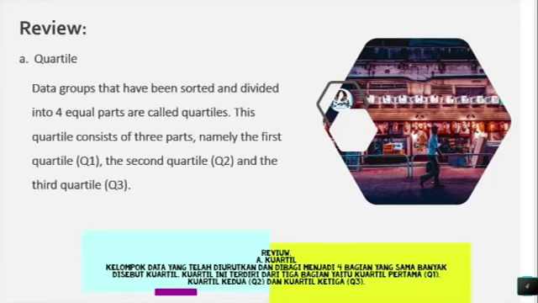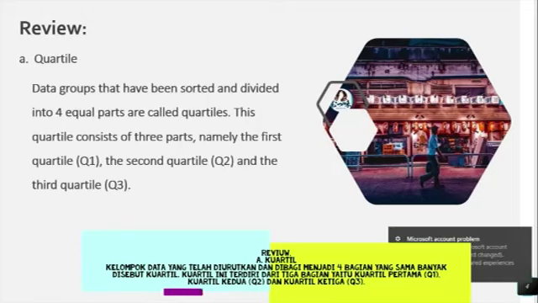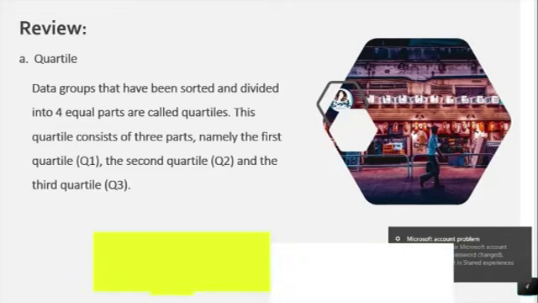Review. A. Quartile. Data groups that have been sorted and divided into equal parts are called quartiles. The quartile consists of 3 parts, namely the first quartile or Q1, the second quartile or Q2, and the third quartile Q3.